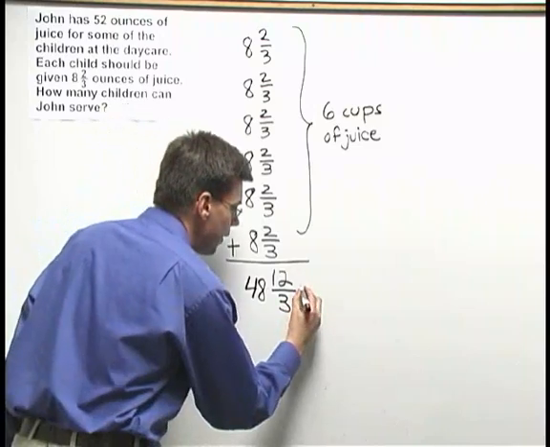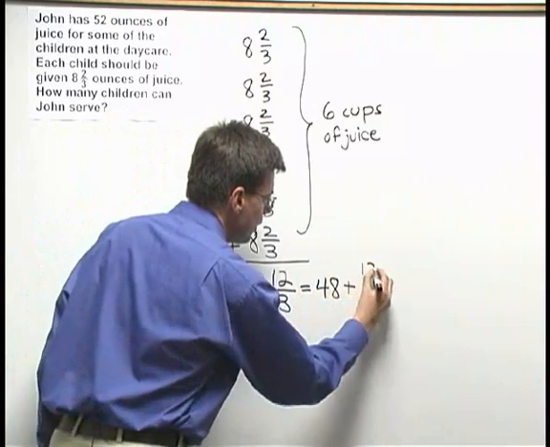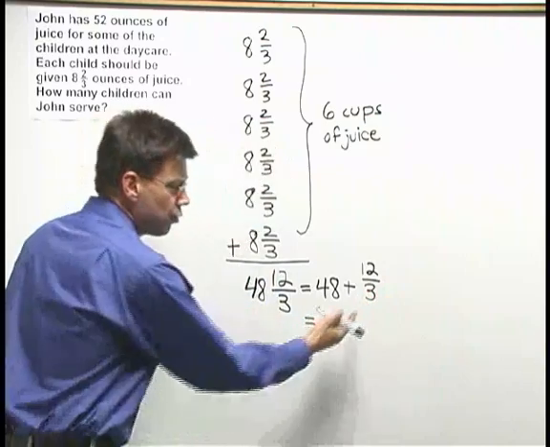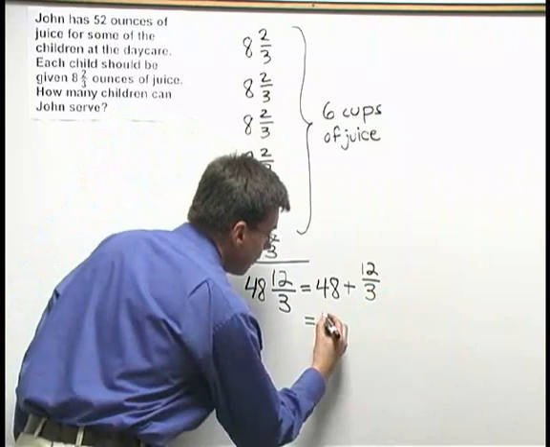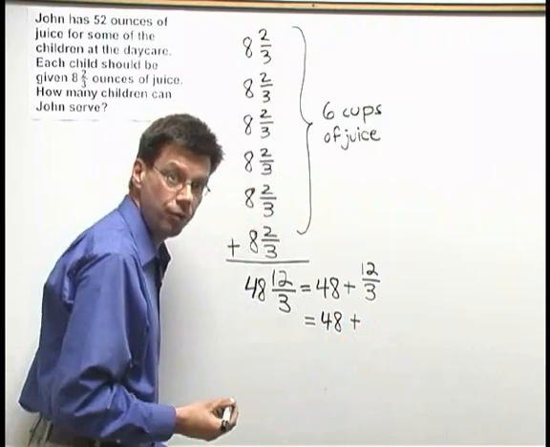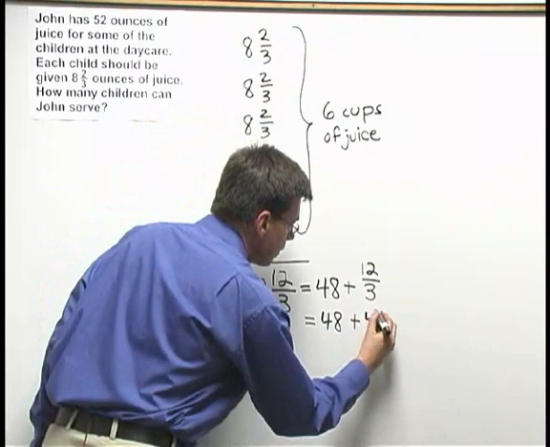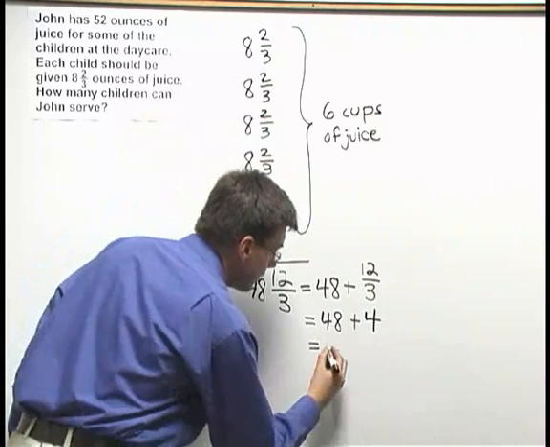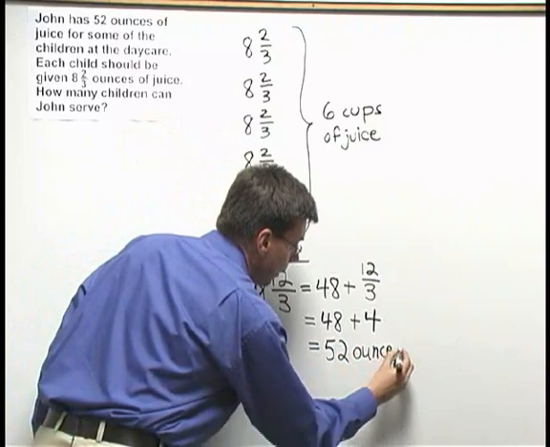Now, let's simplify this. 48 12/3 is the same as 48 plus 12/3. And that 12/3, I can simplify that fraction. 12 over 3 is the same as 12 divided by 3. 12 divided by 3 is 4 whole ounces. And 48 plus 4 whole ounces is 52 ounces. There's my total amount of juice.